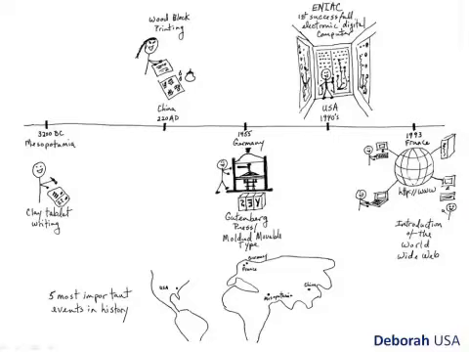This is the five most important events in history, and as I started doing some research to figure out what I wanted to include, one of the things that came up was sort of like the invention of mass communication.